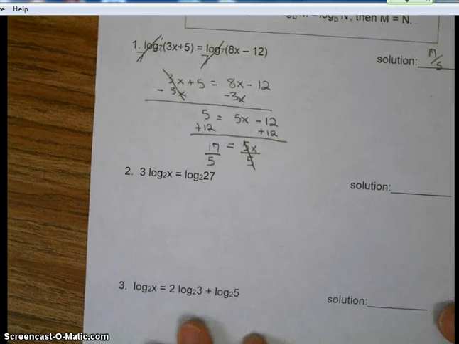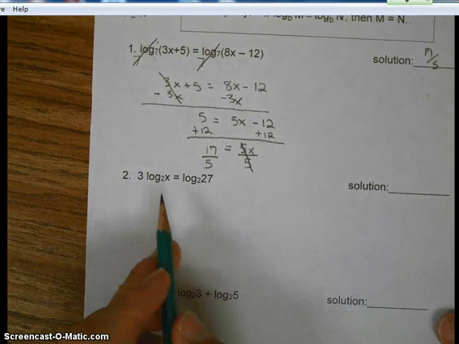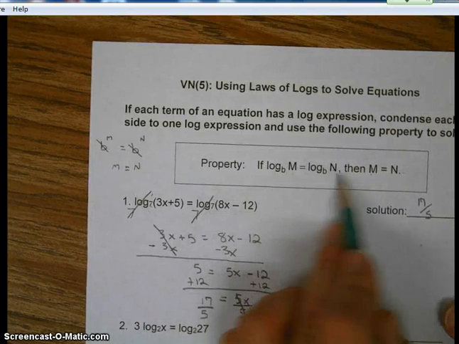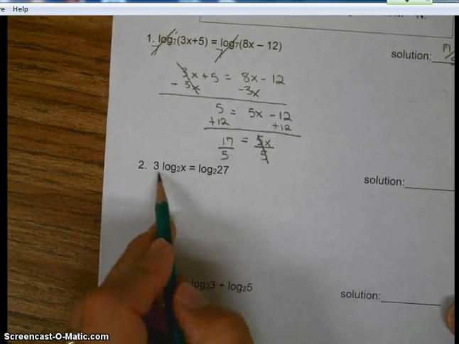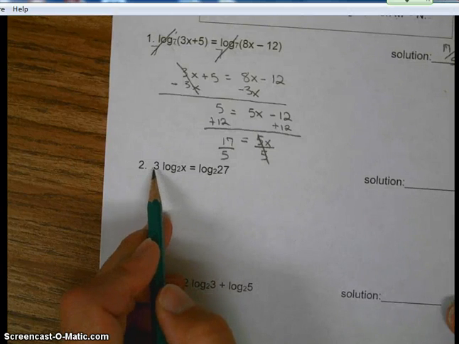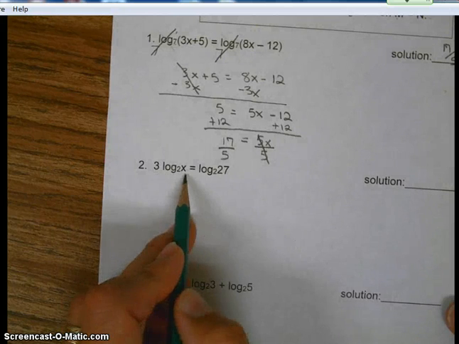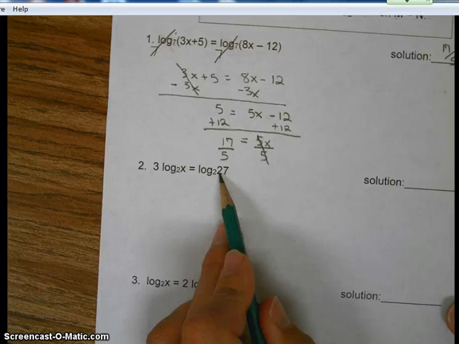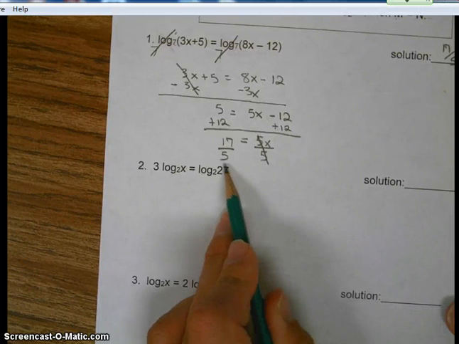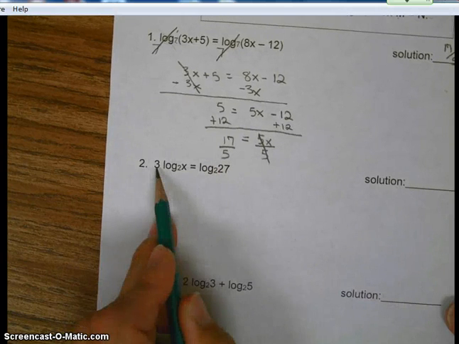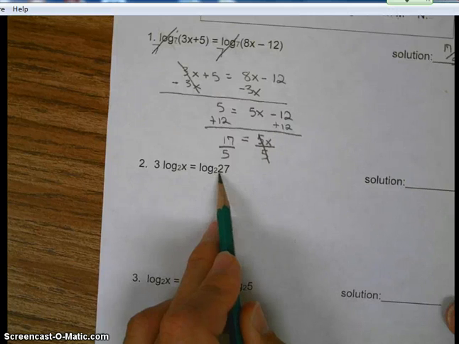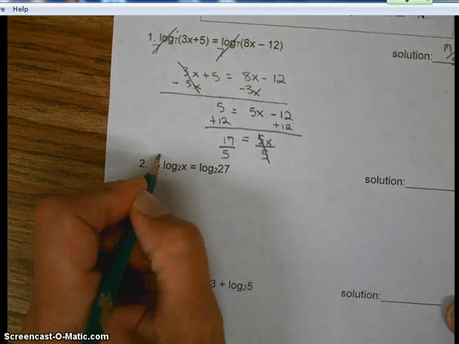Okay, let's take a look at number 2. Notice it's not quite set up the way we need it to be in order to cancel out the logs. We have this 3 going on here. Be very, very careful. You might think you can divide both sides by 3, but you can't. This is an argument, and this number here, this 27, goes with this whole logarithm. You just cannot divide it by 3. What you have to do is move it up as an exponent.